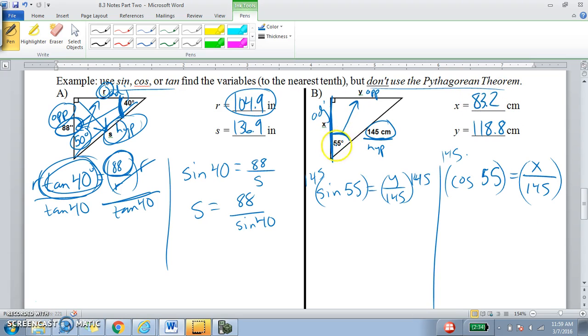A quick check, if this is 55 degrees, this would be 35 degrees, so the smallest side should be across from the 35, which it is, and then y is the next largest side, and the hypotenuse is the largest side.